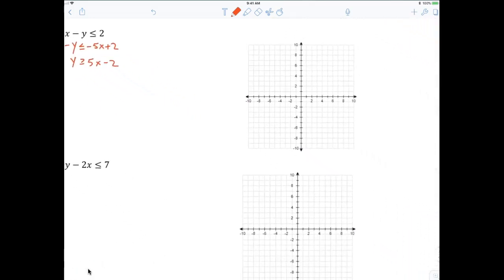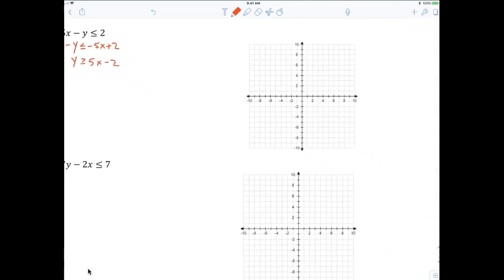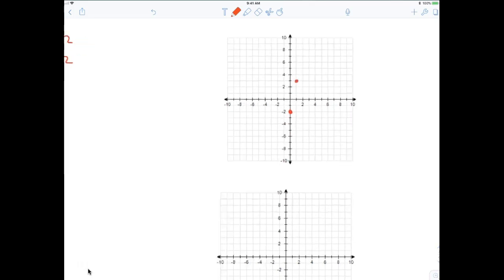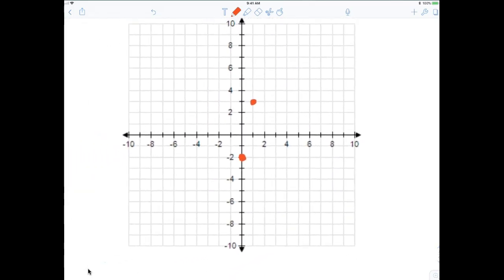Now what do I do? How do I graph it? Start at negative 2. Up 5 and over 1. Solid or dotted? Solid.